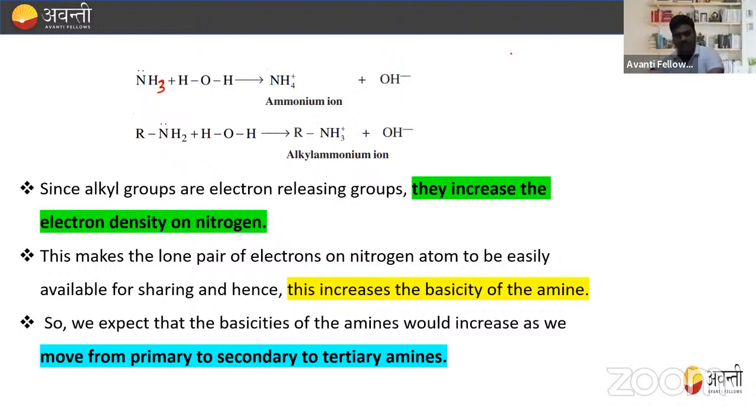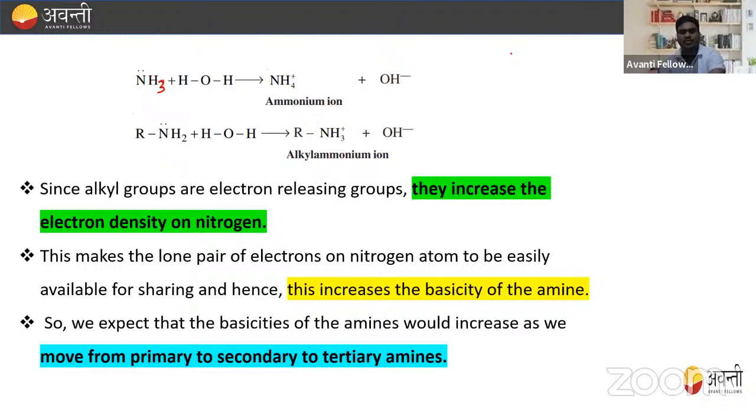This will form the ammonium ion and OH negative. Similarly, when the amine is treated with water, it forms alkyl ammonium amine. Since alkyl groups are electron releasing groups, as we already discussed, electron donating groups, they increase the electron density on the nitrogen. This makes the lone pair of electrons on the nitrogen atom easily available for sharing, and hence this increases the basicity of amine, right?